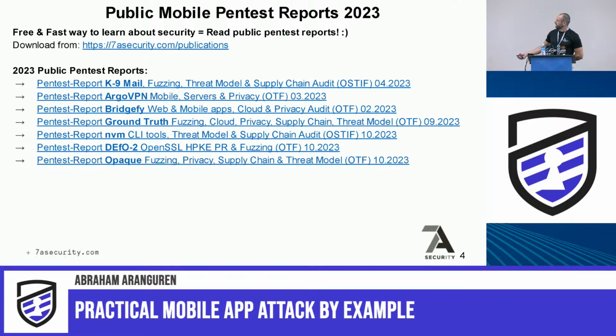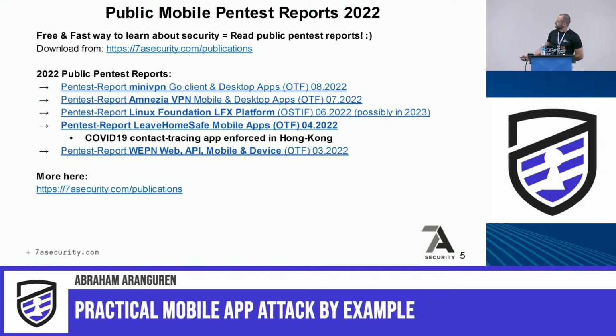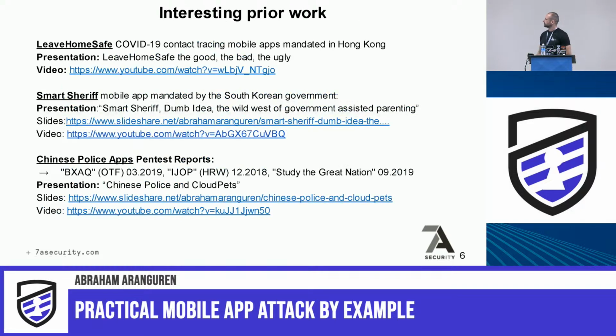Right now, K9 Mail is going to be the new Thunderbird for Android, and we also tested this for the Mozilla Foundation. And then some of the vulnerabilities I'll be talking about today are from the LeaveHomeSafe mobile apps that were mandated in Hong Kong. Basically, it was a COVID-19 contact tracing app enforced in Hong Kong. You had to scan a code everywhere. But I'll talk about it a little bit later in this presentation.